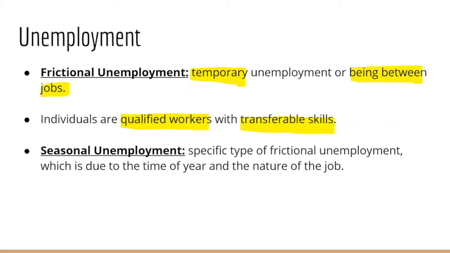A very specific type of frictional unemployment is seasonal unemployment. Seasonal unemployment is mainly due to the time of year and the nature of the job, you are going to be unemployed. So think of mall Santas, right? No one in June or in the summer months is clamoring to hire a mall Santa. And so because of that, during the summer months, and in the late stages of winter and spring, mall Santas are seasonally unemployed.